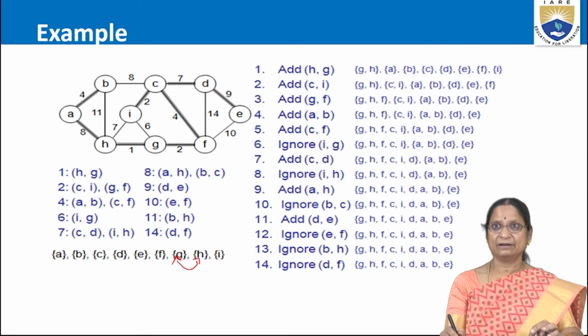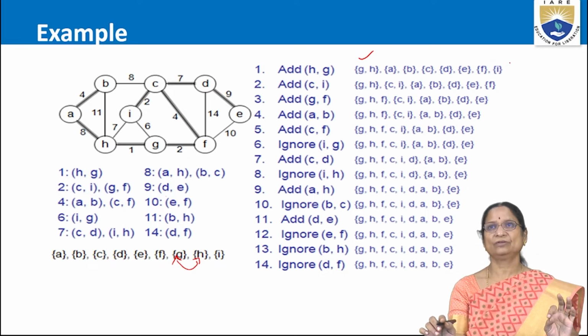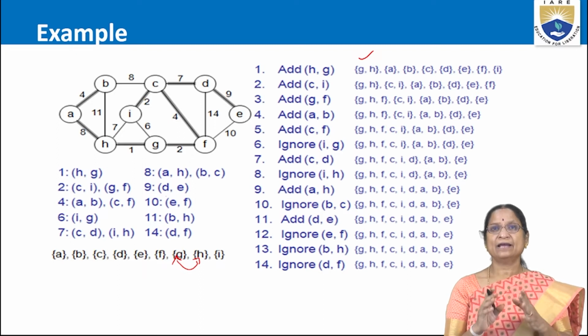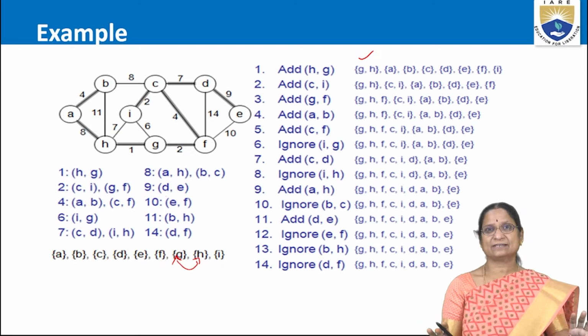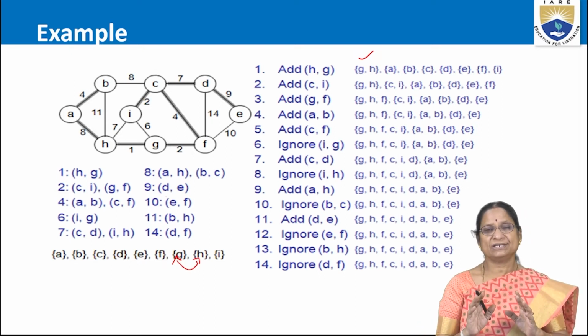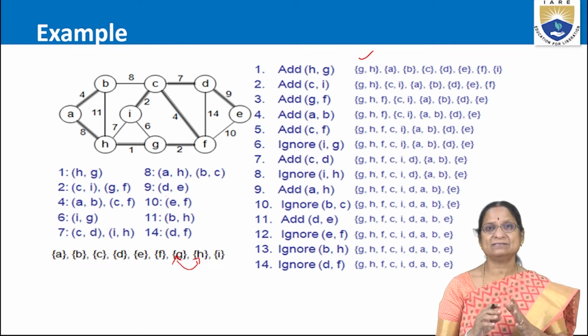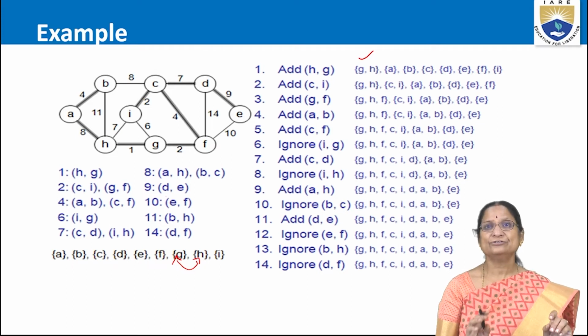Then what happens? My forest is becoming like this: GH and the remaining things as they are, A, B, C, D, E, F, I. Clear? Whenever an edge is to be added, the edge's vertices must belong to two different disjoint sets. If they belong to two different disjoint sets, it can be added to my tree. Adding an edge means the respective disjoint sets must be unioned so that we finally get the tree.